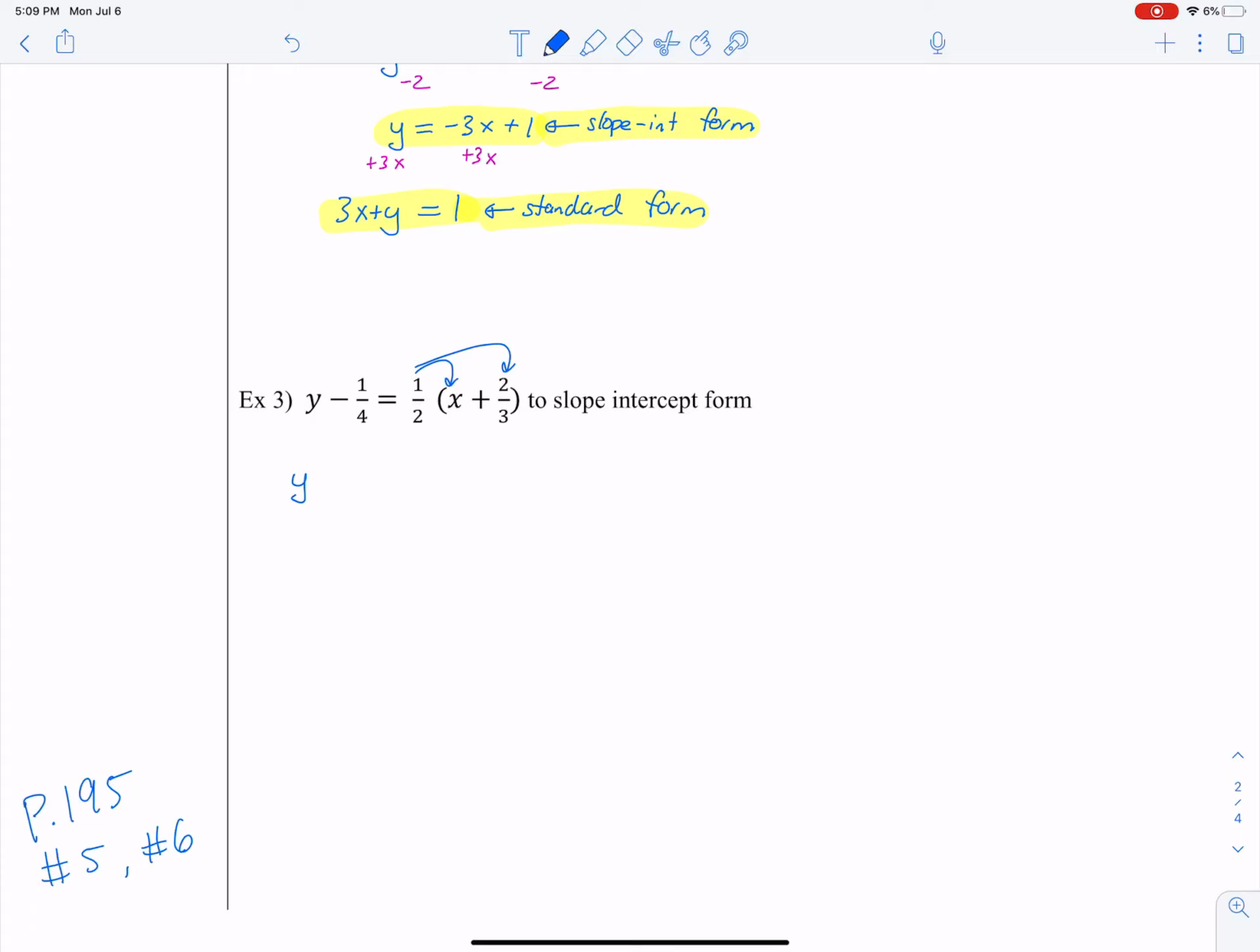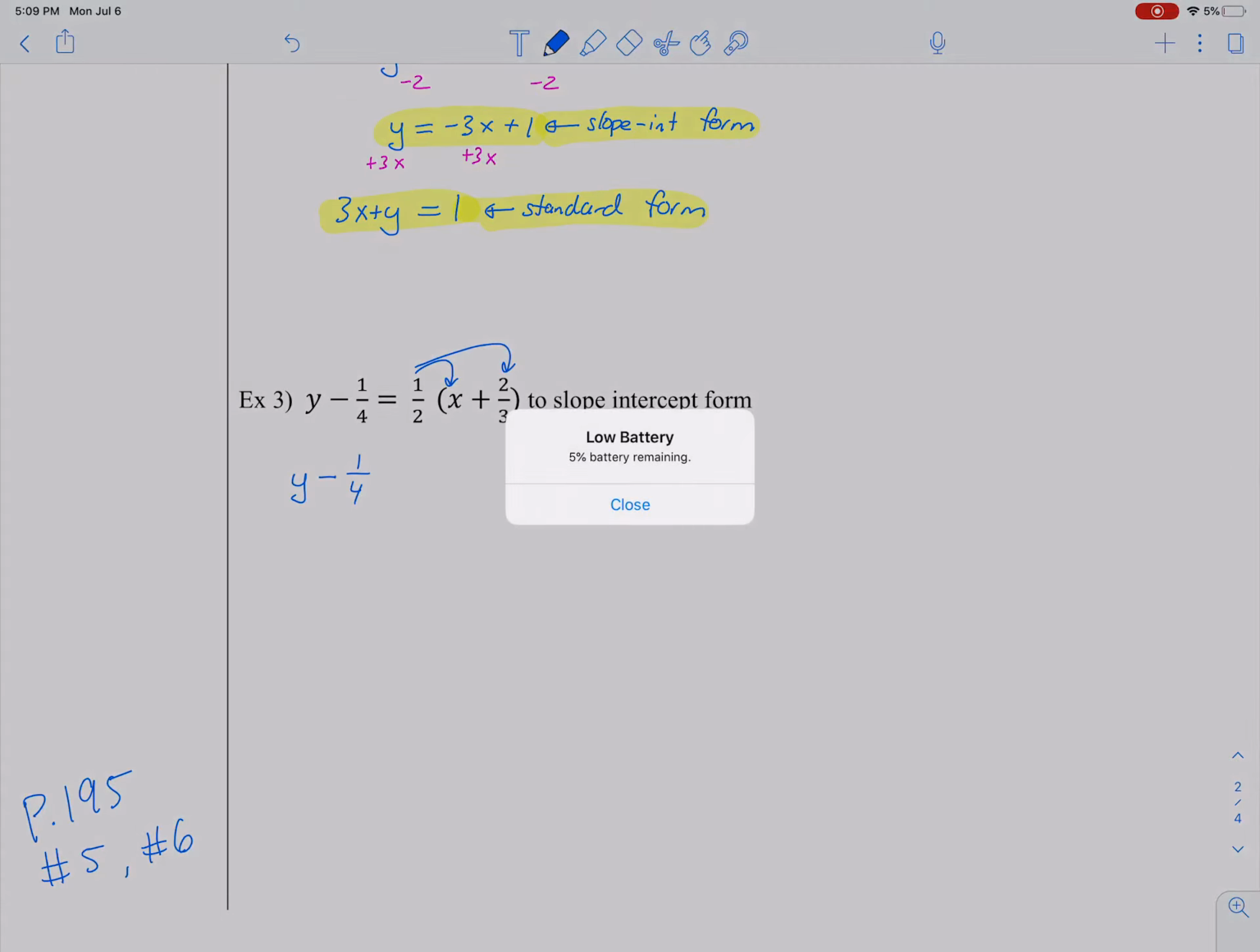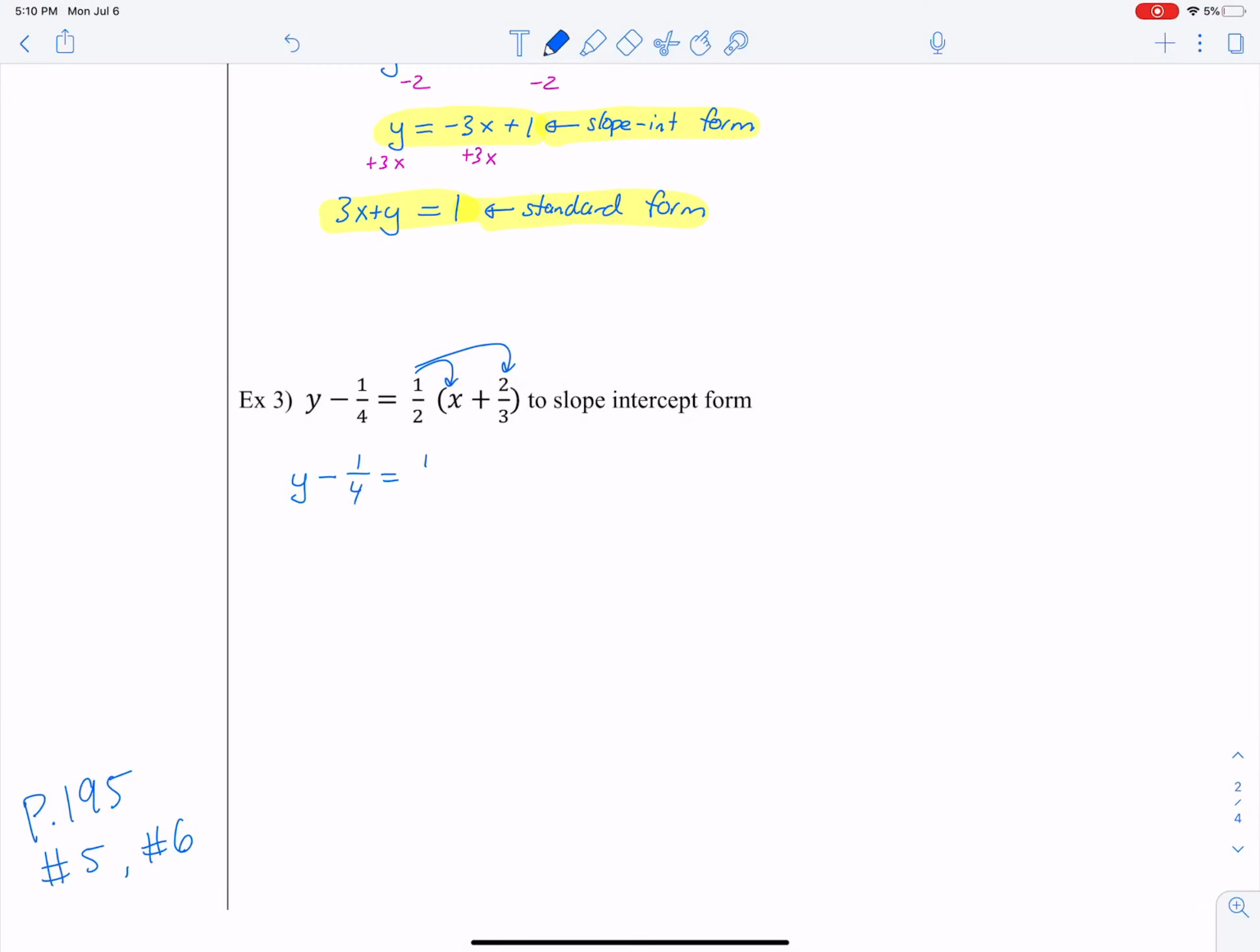So this is going to multiply here and here. So I can rewrite y minus 1 over 4 is equal to 1/2 x. Now for this next one, I'm going to do it over here. So we have 1/2 times 2 over 3. So 1 times 2 gives us 2. 2 times 3 gives us 6. And then this is a fraction that we can reduce. So I'm going to divide the top and bottom by 2.